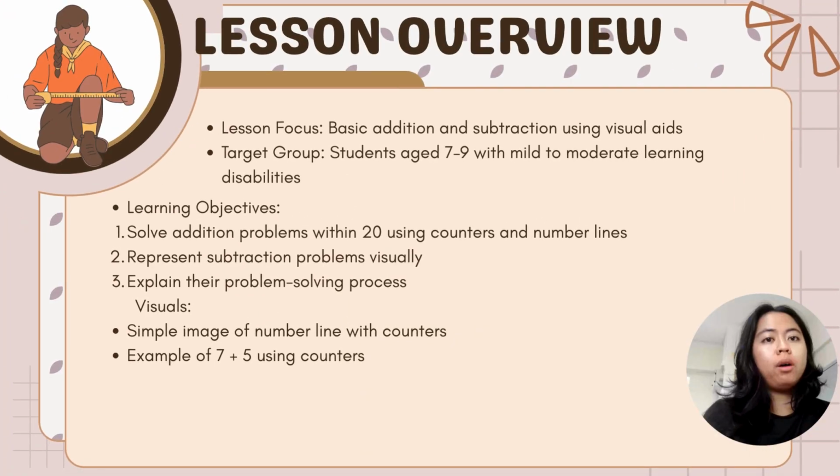As I share about the basic addition and subtraction, the target is from age 7 until 9 years old. The learning objectives are to accurately solve addition problems within 20 using counters and number lines, demonstrate understanding of subtraction by representing problems visually, and explain their thinking process when solving addition and subtraction problems.